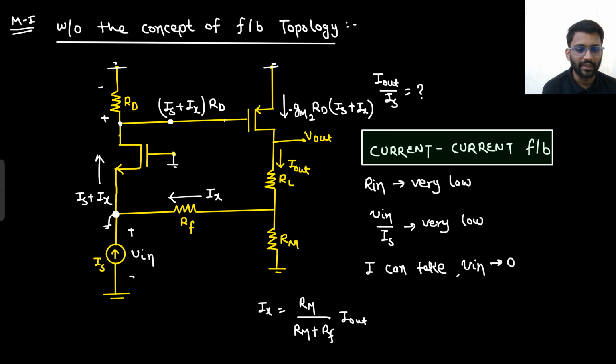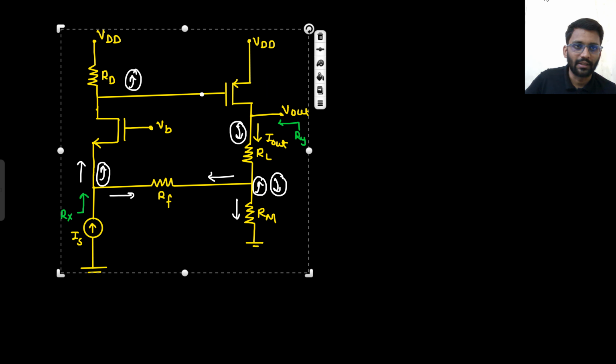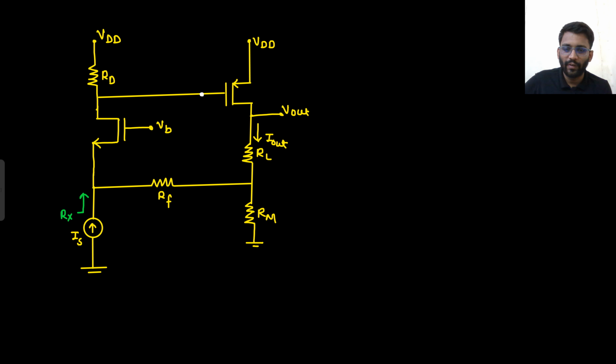What will be your input impedance? So let's find out input impedance. I will copy the circuit once again. I will remove the other things and then I will find the input impedance. So I need to find the value of Rx, so it would be Vs by Is. So here I am taking Vs by Is.